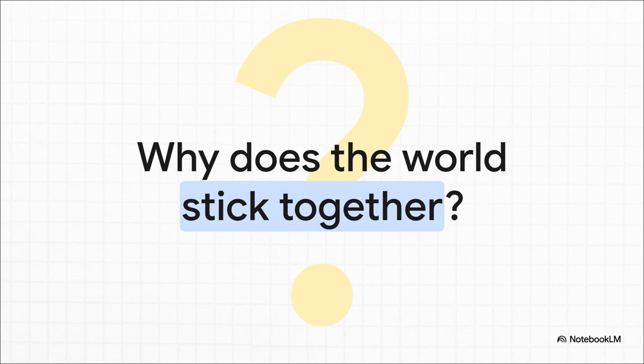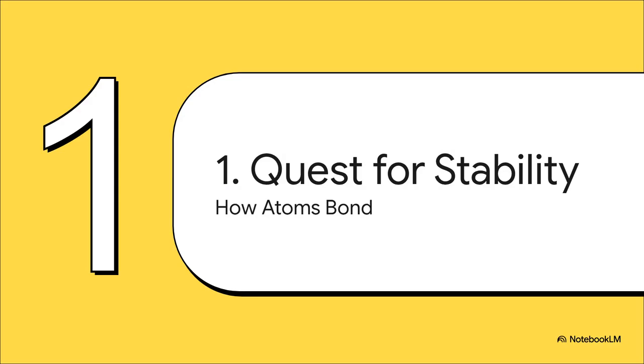It's a huge question, right? And the answer is all happening at the atomic level. At its core, chemistry is just the story of atoms looking for one thing: stability. And how they find it? Well, that's what explains pretty much everything we see. So let's start right there with this idea of a quest for stability.